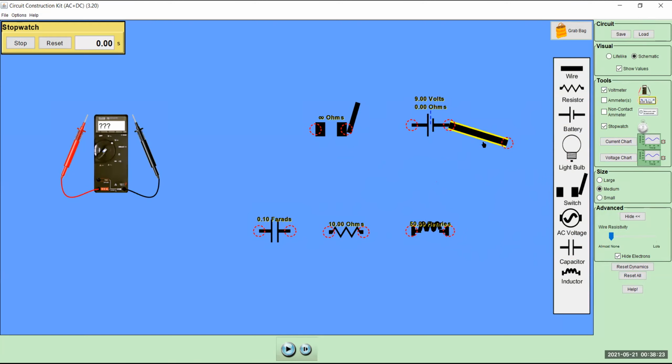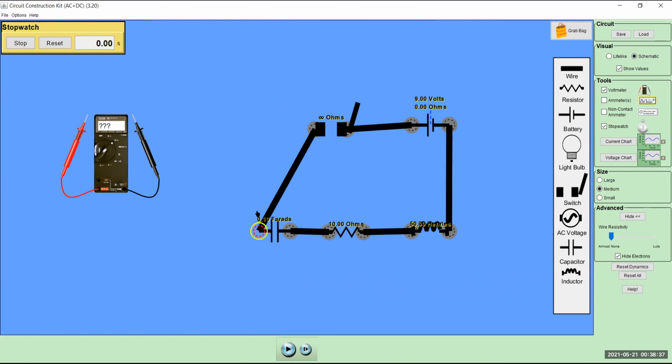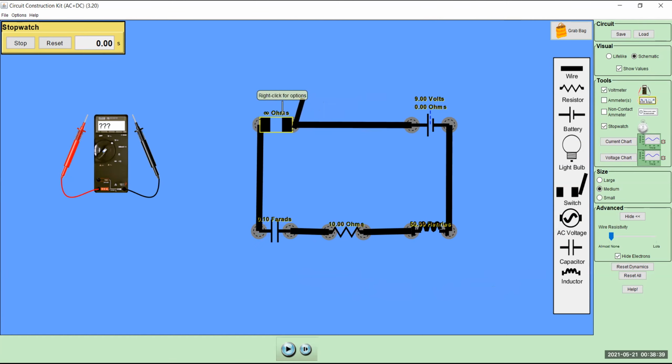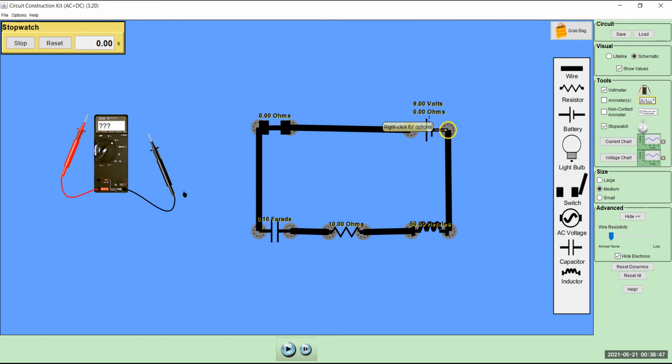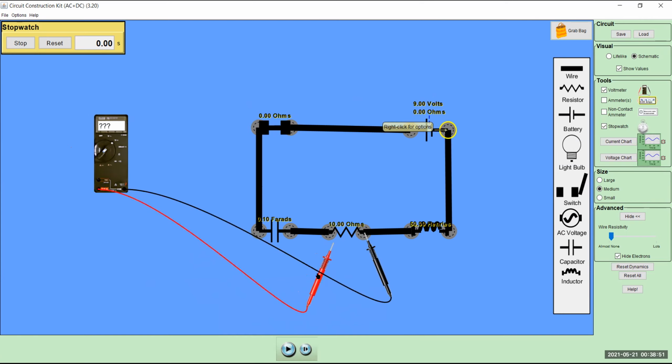What else do we need? A bunch of wires. This wire, no, there. This wire, this wire, and this wire in here. Now we can safely close the circuit because the time is stopped, so we don't have to worry about that. And we're going to bring the voltmeter and start reading the voltage across the resistor.